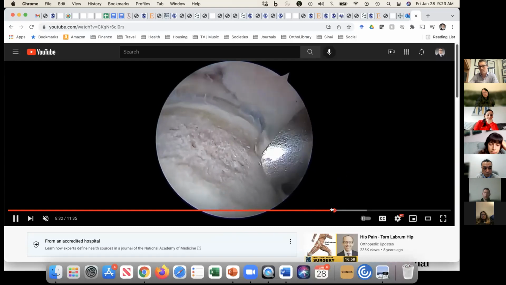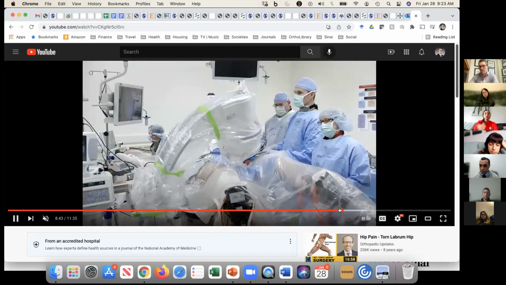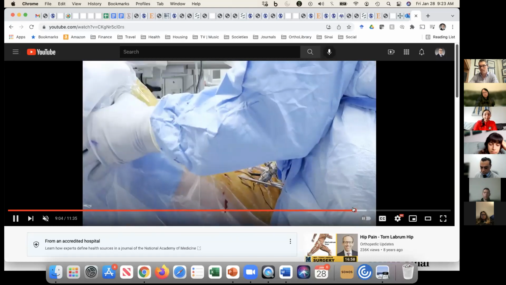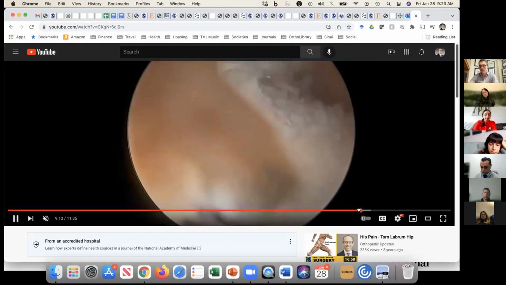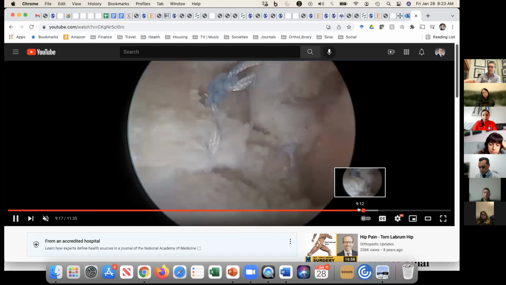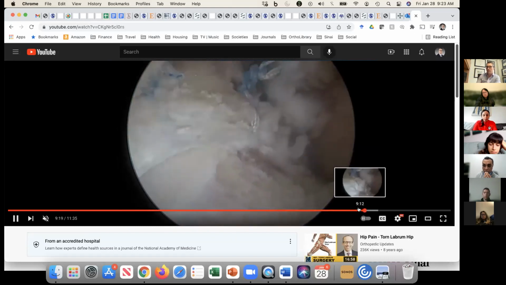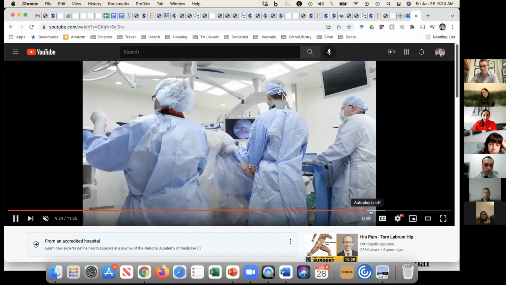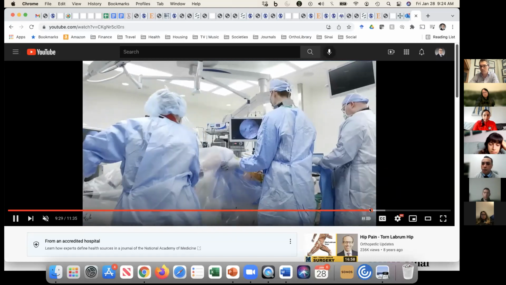Different views, burring that cam lesion. And now he's testing it, and you can see the cam hopefully doesn't engage the labrum anymore. See, created that concavity. I hope that helps with the visualization.